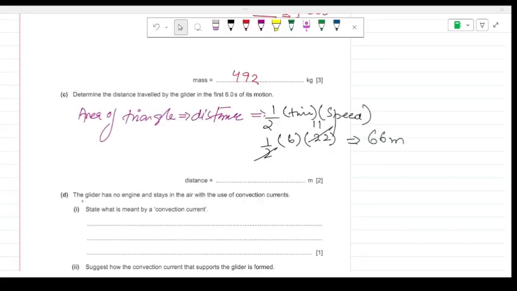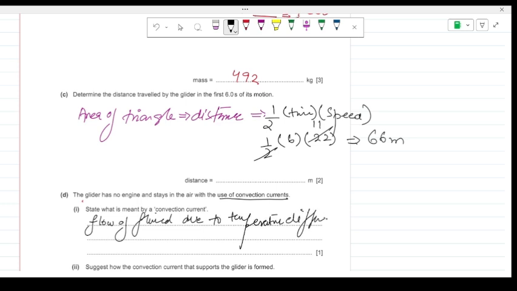Okay, now part D. Part D says that the glider has no engine and stays in the air with the use of convection current. State what is meant by convection current. So convection current can be stated as the flow of fluid due to temperature difference.